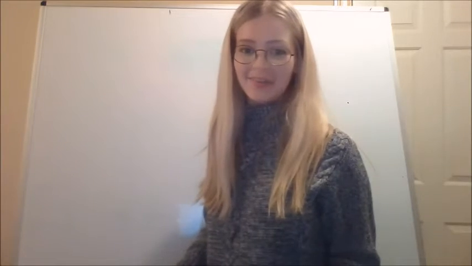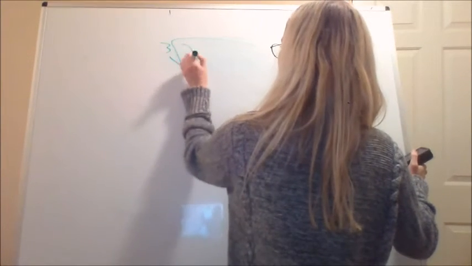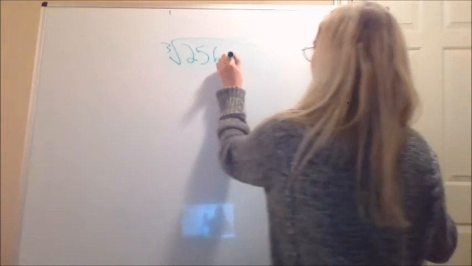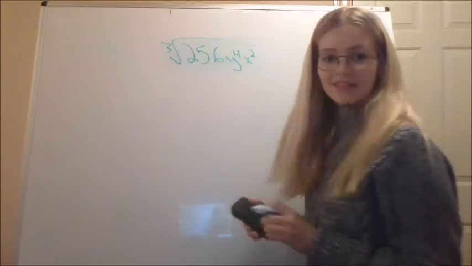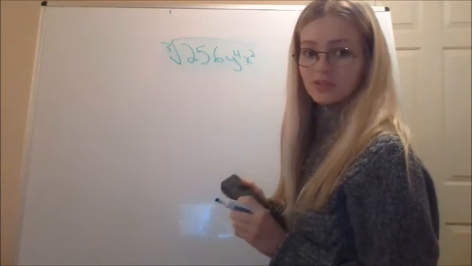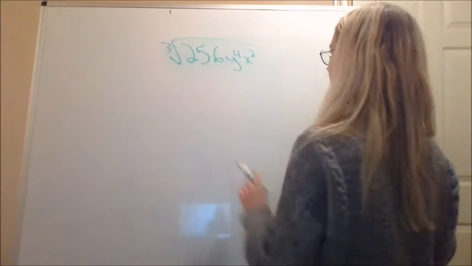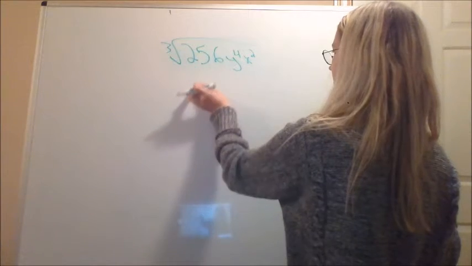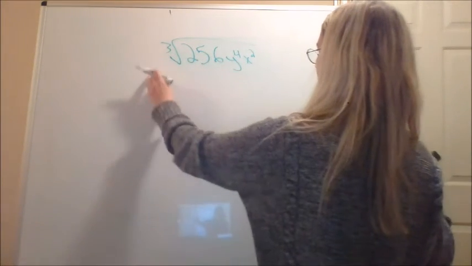Here's where things get weird. If we have the cubic root of 256 y to the fourth x squared, this isn't exactly the short and sweet example that we saw earlier. So what do we do to solve this? Well, we can take a look at each part of this term and then figure it out from there.